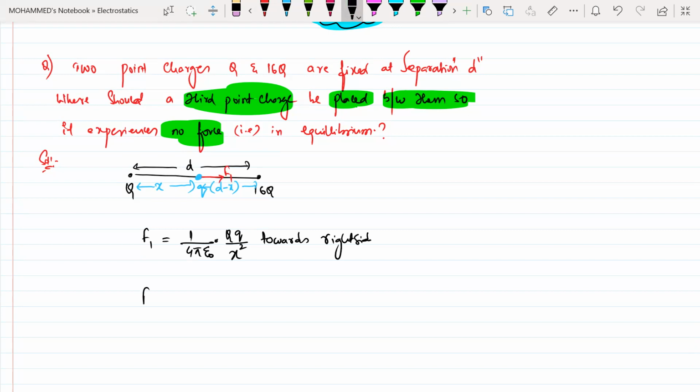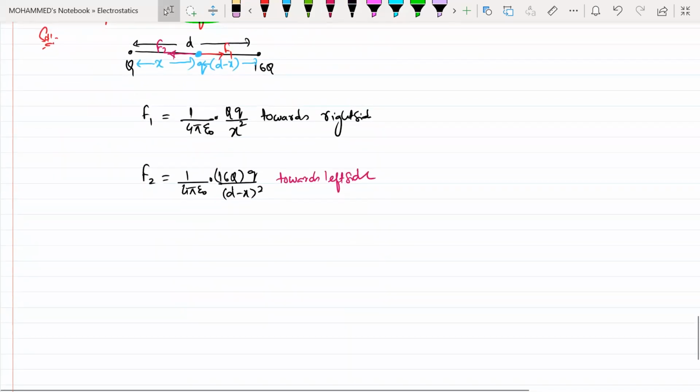Now if I'm talking about F2, F2 is equal to 1 by 4 pi epsilon naught into 16Q and small q, the distance between them being D minus x whole square. And this 16Q is exerting the force on small q in the negative x direction. So this is your F2, and it will be towards the left side.